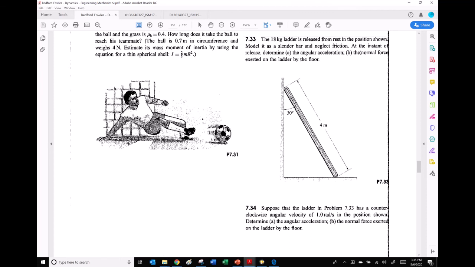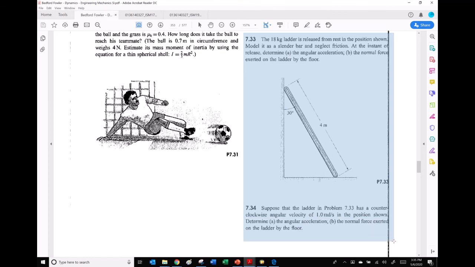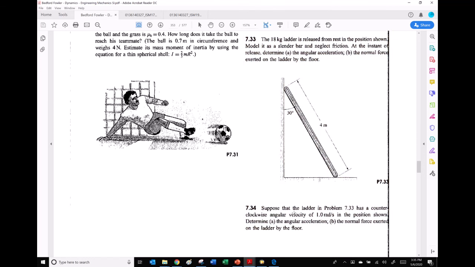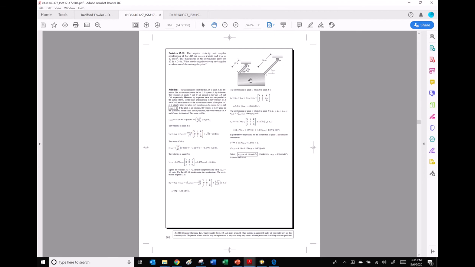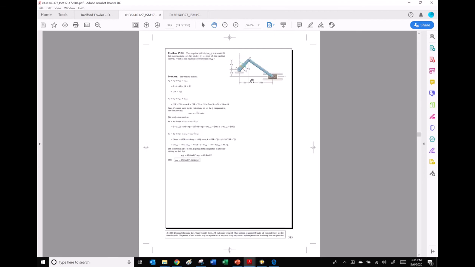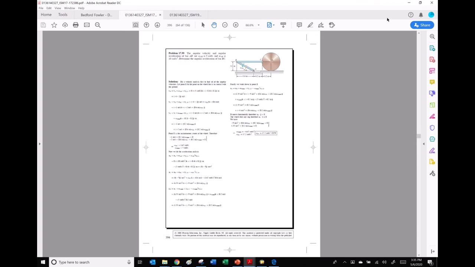There's always something about the problem that goes, well, that's not very good. So like, here's one right here: the instant of release, the angular acceleration, and the normal force exerted. So this is a classic problem. If I was other professors, I might ask this problem, but there's other things right here. Okay, suppose the ladder here has a counterclockwise angular velocity of 1. Let me see if I can find that one, I think it's going to be chapter 17. I was on the wrong spot. No, I want chapter 18.